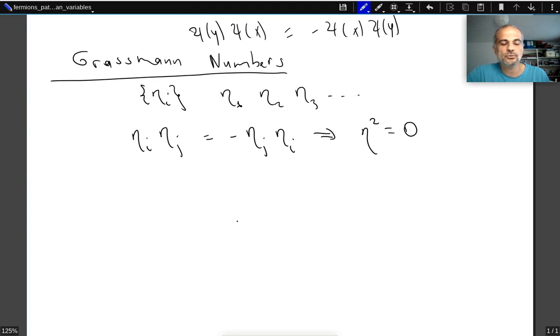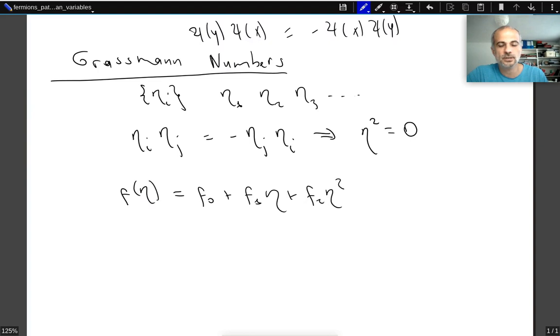And what else we need? We need to know how to define functions of them. Well, if you have any function, let's say f of eta, any sufficiently smooth function, we can make a Taylor expansion. So this will be f0 plus f1 eta plus f2 eta squared. But now, since eta is a Grassmannian number, eta squared will be 0. So any function of these Grassmannian numbers is actually a linear function of the Grassmannian number. Here f0 and f1 can be any complex number.